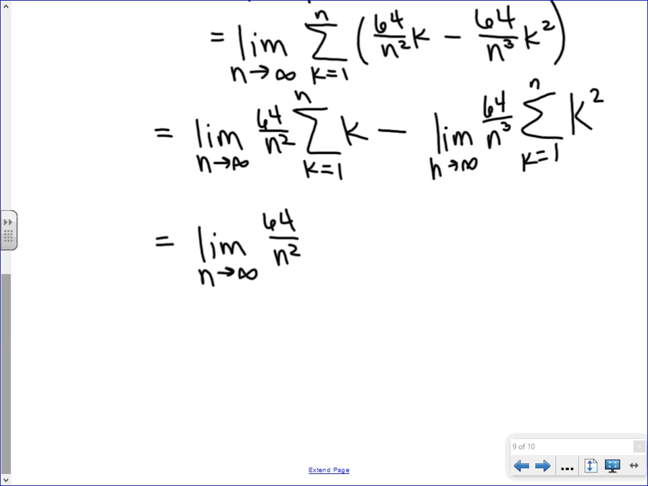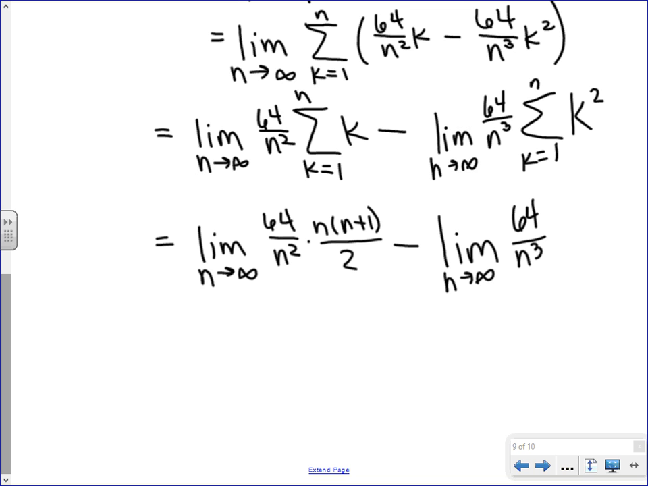The shortcut for the summation of k is n times n plus 1 over 2. And then the shortcut for the summation of k squared is n times n plus 1 times 2n plus 1 over 6.